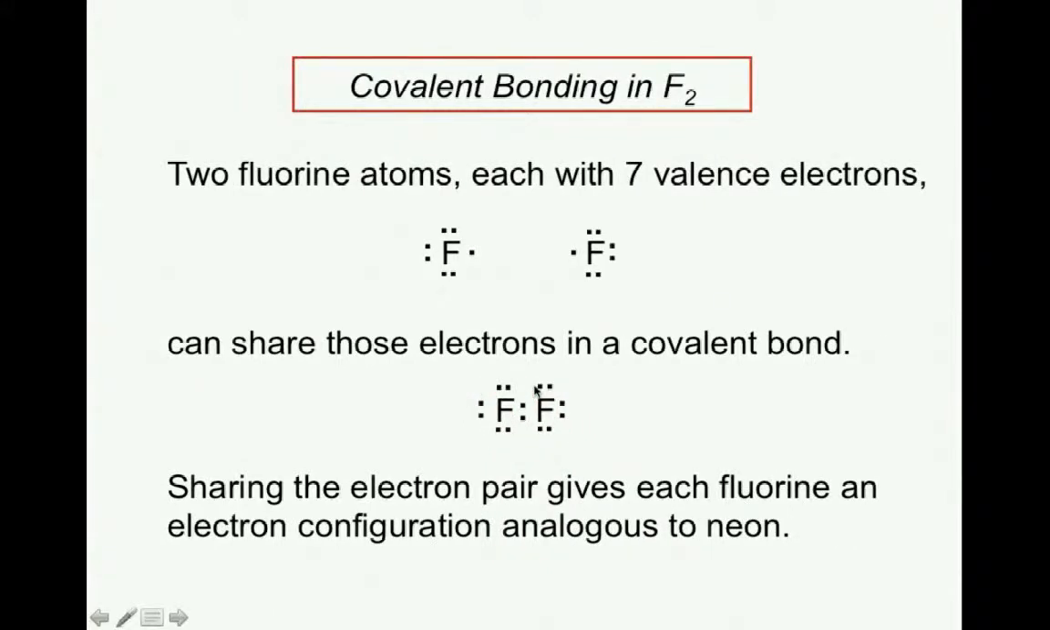Similarly, fluorine atoms, each with 7 valence electrons, can share a single electron to achieve the electron configuration of the noble gas neon. Once again, notice in the Lewis structure, the fluorine on the left has 8 electrons around it, as does the fluorine on the right, with 2 shared between them.